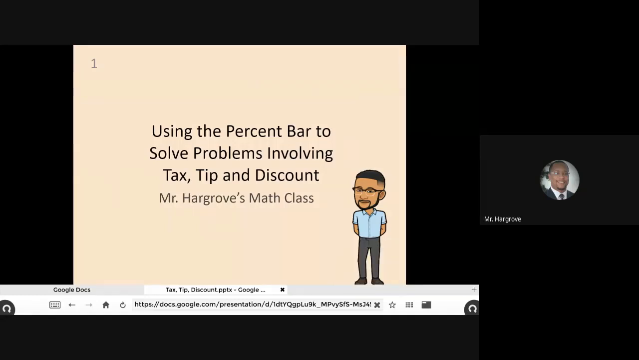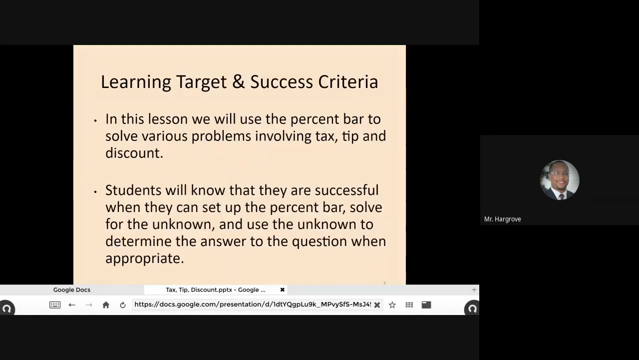Mr. Hargrove's math class, where today we're going to talk about using the percent bar to solve problems involving tax, tip, and discount. So the learning target and the success criteria read as such. In this lesson, we will use the percent bar to solve various problems involving tax, tip, and discount. Students will know that they are successful when they can set up the percent bar, solve for the unknown, and use the unknown to determine the answer to the question when appropriate.